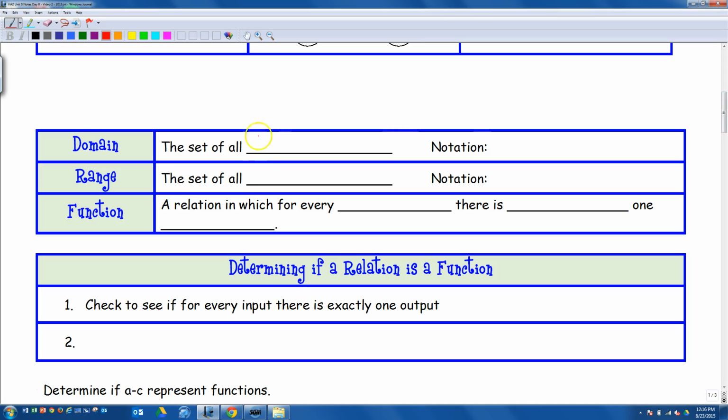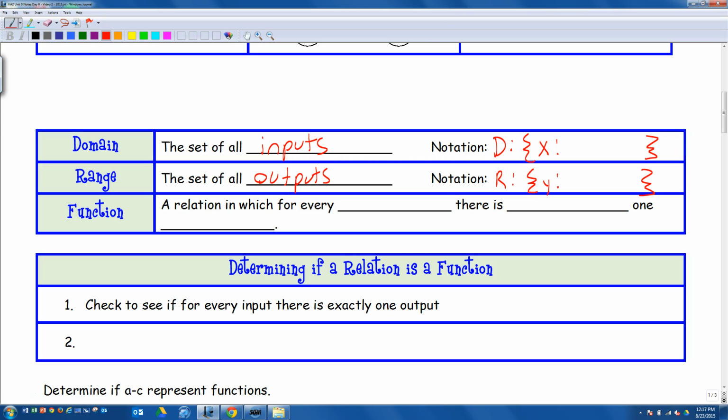A domain is the set of all inputs. The notation we're going to use for this class, and usually it'll be x, so it'll start like that, and then we're going to write our domain there, and then we close the bracket. We do the same thing for range. The range is the set of all outputs or answers, our y values. The notation for range would be r, such that they are the y values, and then you have to figure out what y is. Okay?